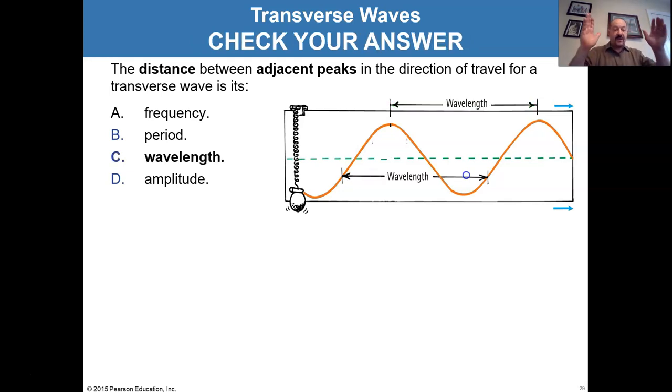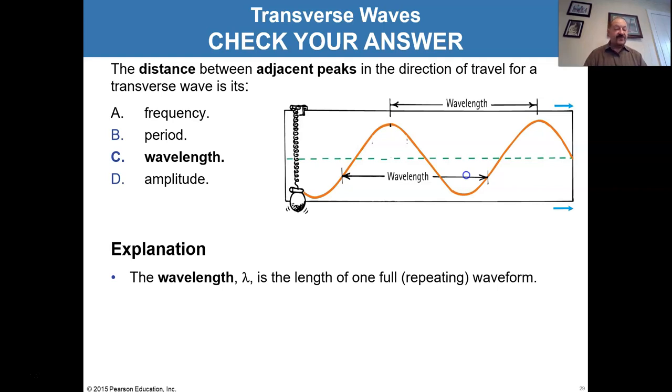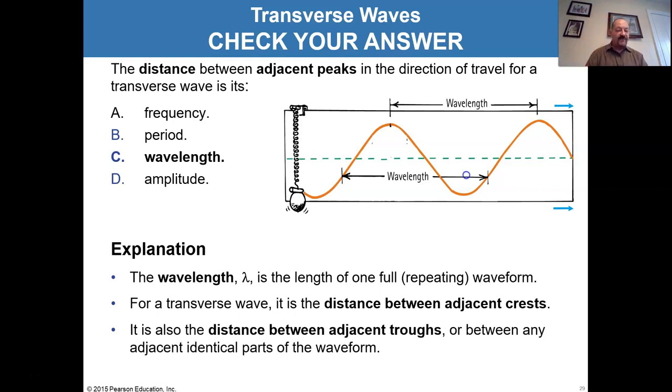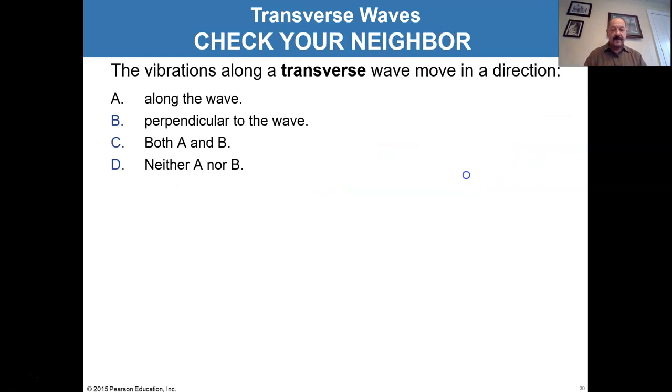The wavelength is a length between adjacent peak to peak, which we call crest to crest, or adjacent trough to trough, or any repeating unit shown here in the bottom wavelength version. So the wavelength, lambda, is one full repeating unit of the wave. And for a transverse wave, it's easy to measure it from peak to peak, from crest to crest, or from trough to trough. Either one would work.